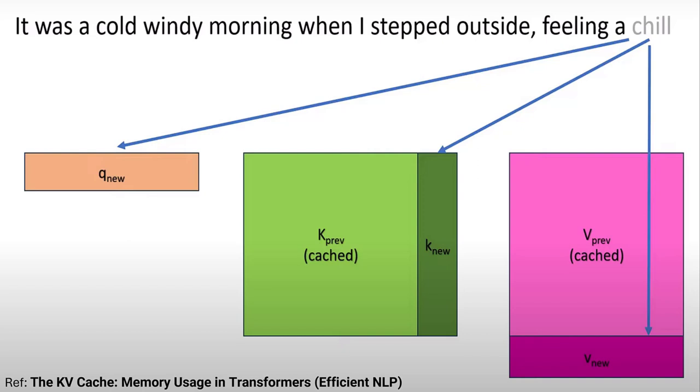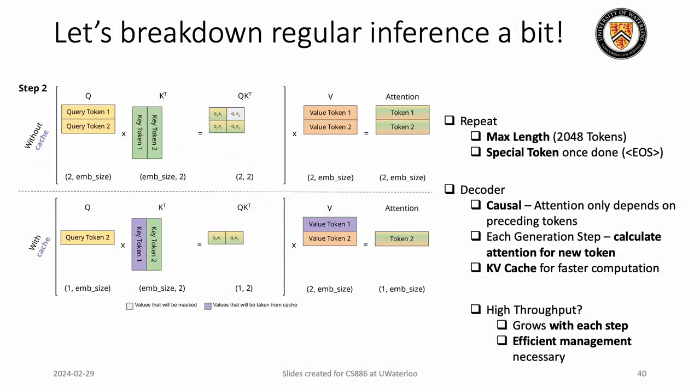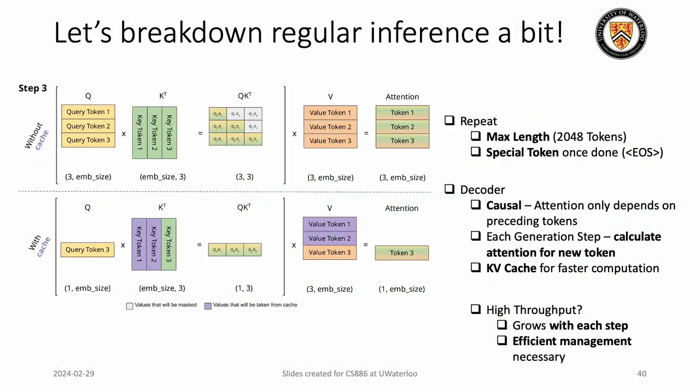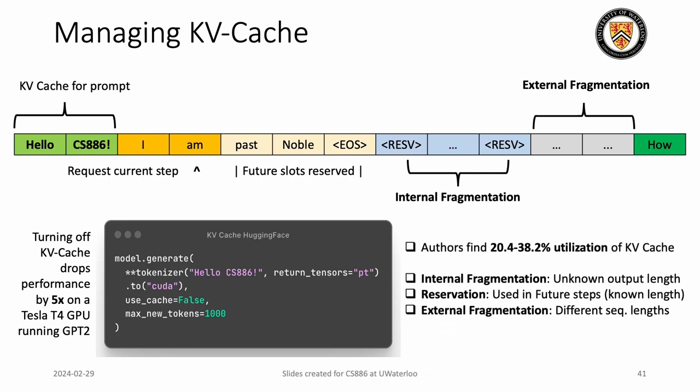In the naive implementation, we need contiguous chunks of memory for this because of the attention operations which will be happening. So the first paper looks at how we can break this down and manage memory better.